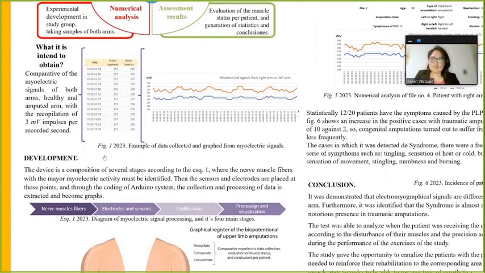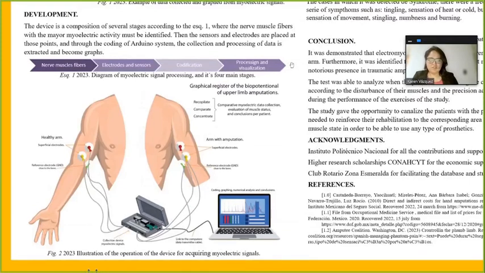What is intended to be obtained? We want to measure a comparison of the myoelectrical signals of both arms, the healthy one and the amputated, with a collection of 3 microvolts impulses per recorded second. In this graph that you can see, it's an example of the data collected that has been graphed of a patient.